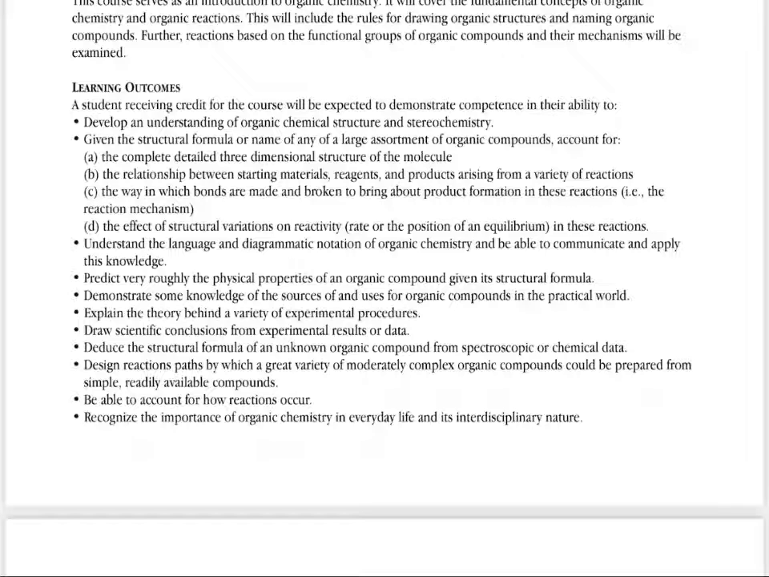Explain the theory behind a variety of experimental procedures. Draw scientific conclusions from experimental results or data. Deduce the structural formula of an unknown organic compound from spectroscopic or chemical data. Design reaction paths by which a great variety of moderately complex organic molecules could be prepared from simple, readily available compounds, and be able to account for how reactions occur. And overall recognize the importance of organic chemistry in everyday life and its interdisciplinary nature.